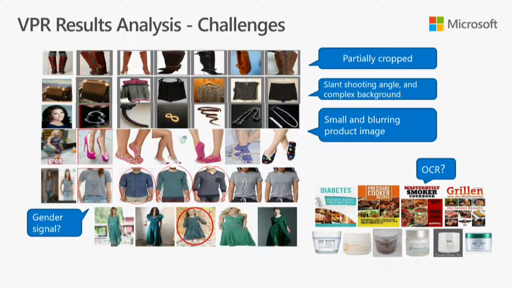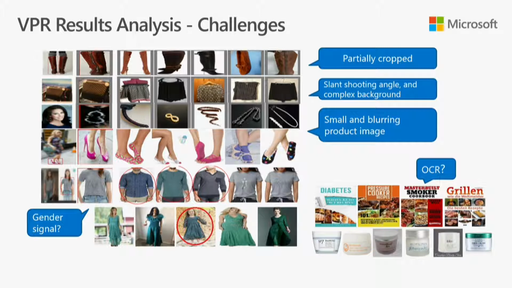And there are some challenges we are still facing. Sometimes the products are partially cropped, and the product is shot with a slanted shooting angle and a complex background, which makes object detection very challenging. For example, the third example shows a woman wearing an earring. When we crop the earring, the object is small and blurry. It's hard for the computer to get all the details. Even for me, it's hard to see the details. So this is very challenging.